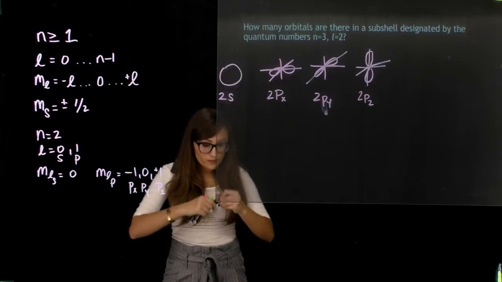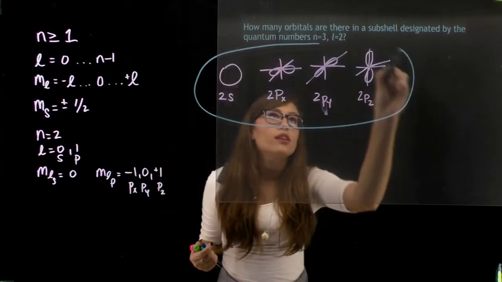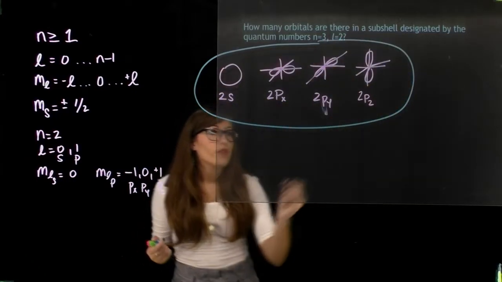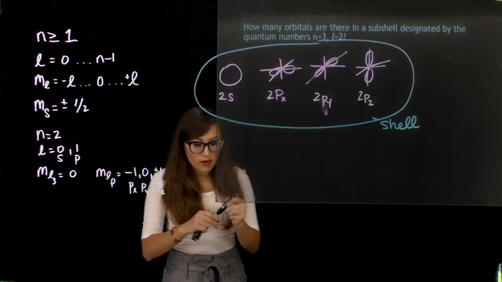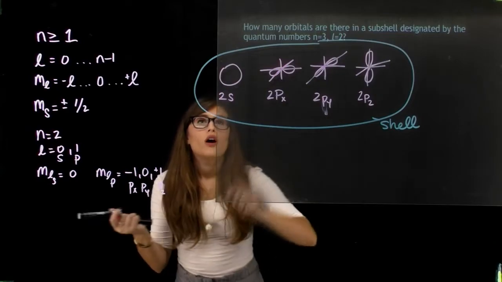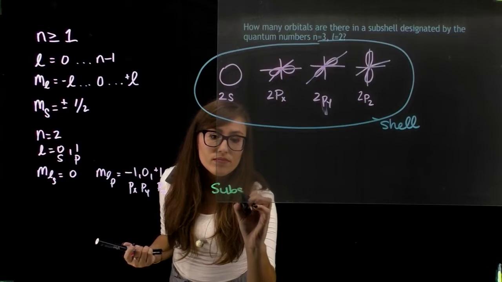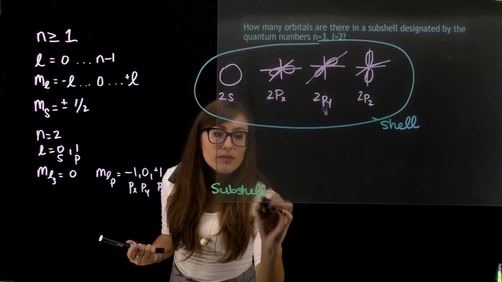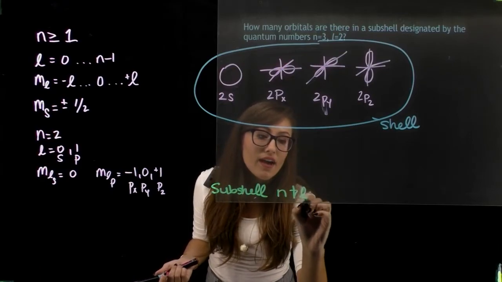So now that we've done this, let's go ahead and circle a handful of things that are going to be helpful. First off, this is a shell. Everything in here is considered a shell. So, shell. My subshells are going to be comprised of anything with the same n and L.